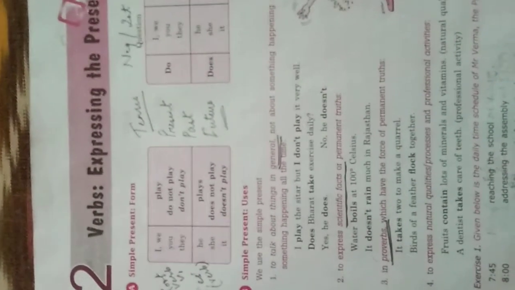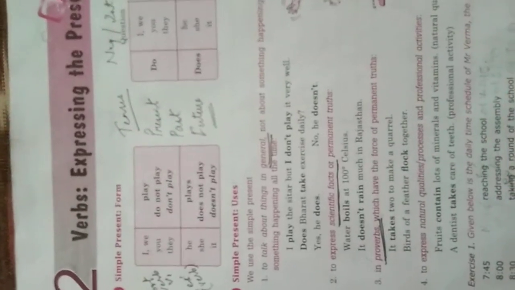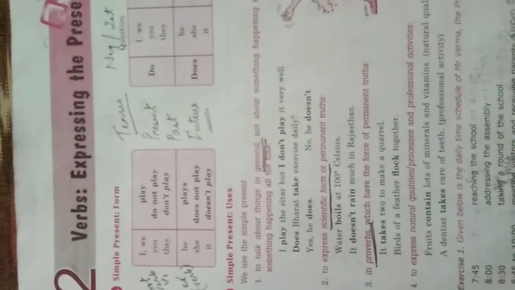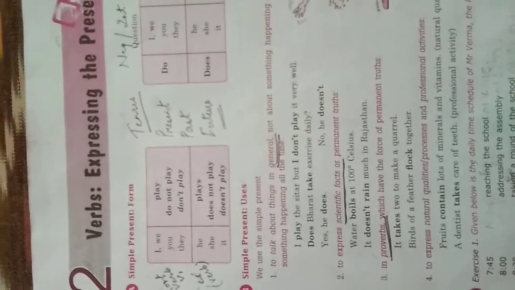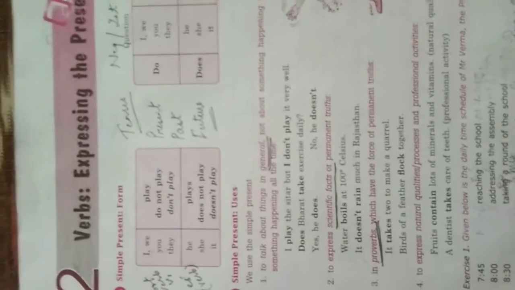What is simple present tense, children? Simple present tense talks about habitual action. It is used to indicate an action which happens always. That means often, regularly.